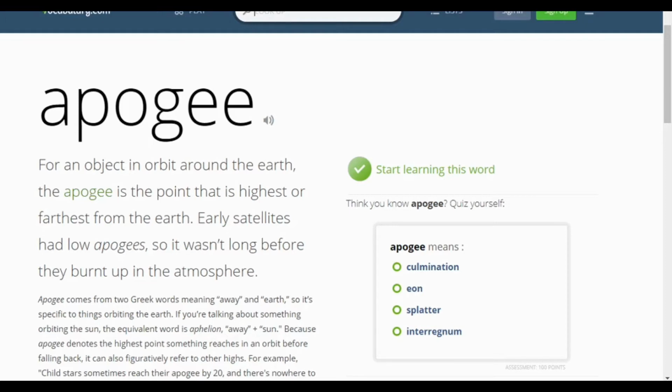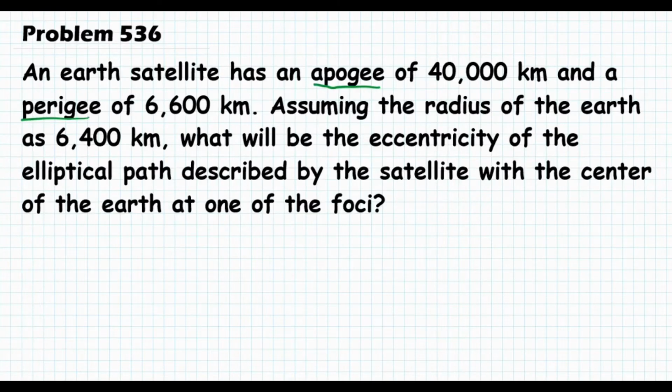So, ibig sabihin, kunwari merong satellite ng Earth, yung pinakamalayong distance ng satellite dun sa elliptical path niya, yun yung apogee. Okay? Apogee. Mount Apo. Mataas. Joke lang. So, yung perigee naman, kabaliktaran naman siya ni apogee.